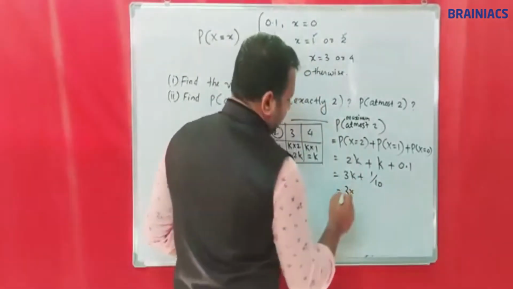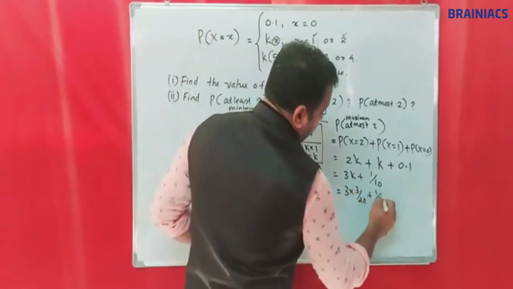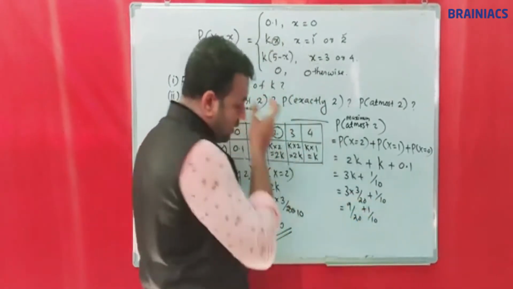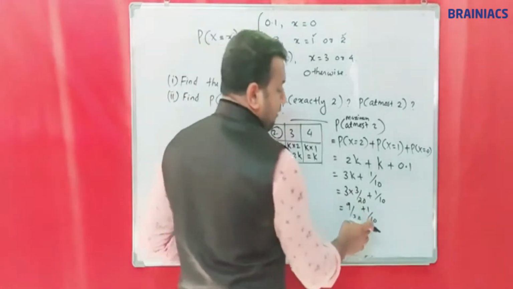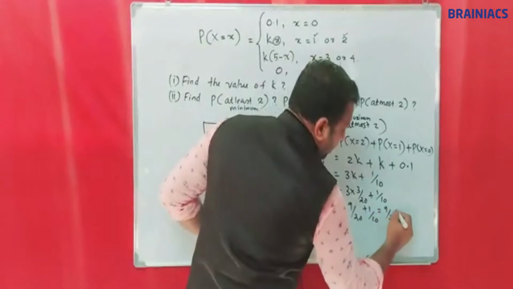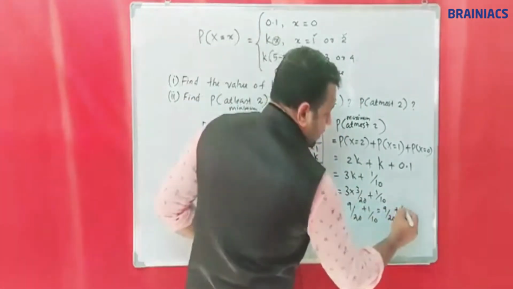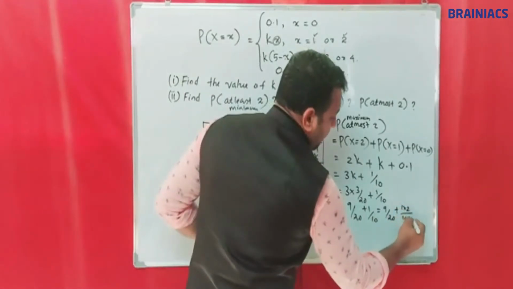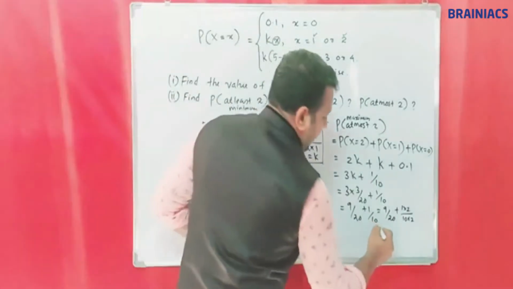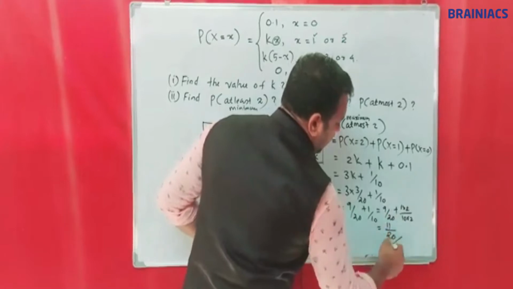3k, by putting the value of k, is 3 by 20 plus 1 by 10. That is 9 by 20 plus 1 by 10. Convert this denominator to 20, so the denominator will be the same. The numerator and the denominator will be multiplied by 2, so we get the denominator as 20. So the final answer becomes 9 plus 2, 11 divided by 20.